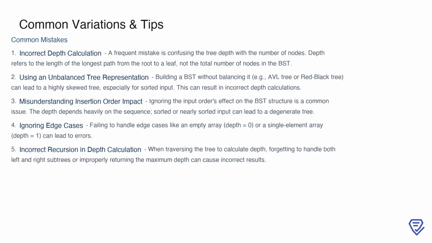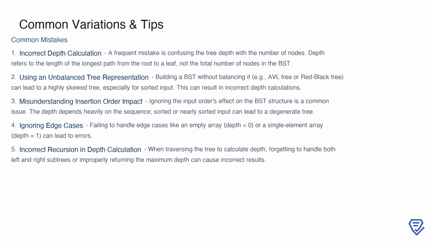Additionally, it's crucial to be mindful of the type of tree representation you're using. If you construct a binary search tree without balancing it, such as with an AVL tree or a red-black tree, you risk creating a highly skewed structure, especially when the input is sorted or nearly sorted. This can drastically inflate the depth of the tree.